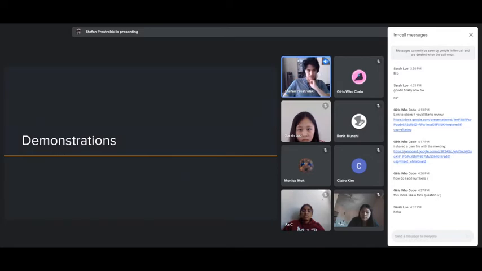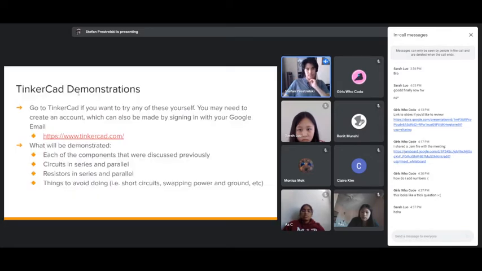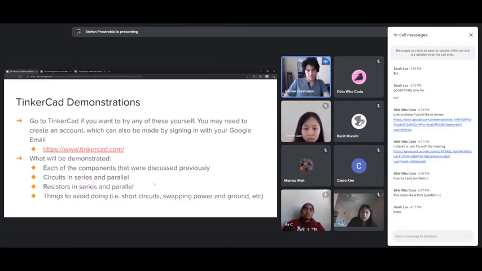Here's a few demonstrations, actually. I'm going to be using Tinkercad for these demos. Try any of these yourself. You might need to create an account, which is easy enough to make. Just sign in with your Google email. It's going to demonstrate each of the components that were discussed previously: circuits in series and parallel, resistors in series and parallel, and then things to avoid doing, like our short circuit, and swapping power and ground, etc.